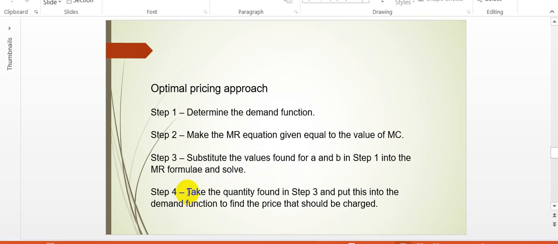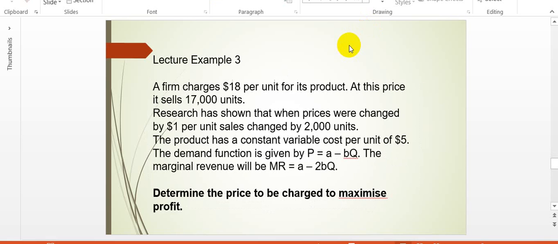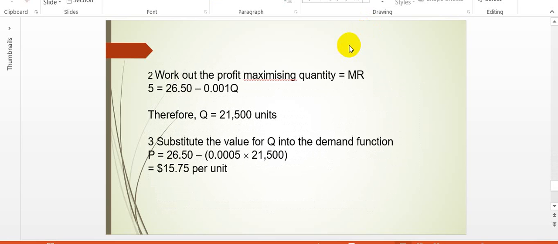Then step 4, take the quantity found in step 3. So we already found the quantity as 21,500. We take that and put it in the demand function formula. Then we find the price. So we place the 21,500 as our Q in the demand function formula. We already have A, so the price that we need is $15.75 per unit.